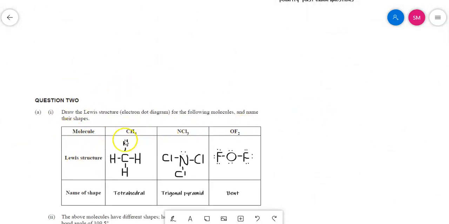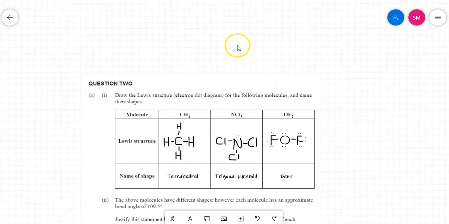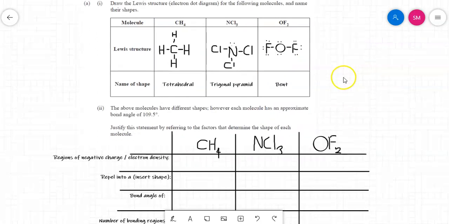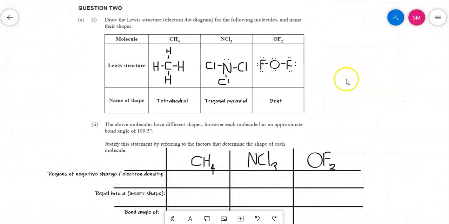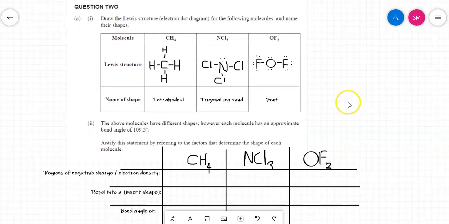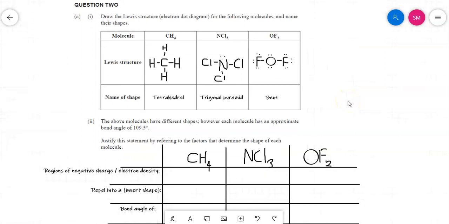In this one there was a table where we had to draw the Lewis structure of each of these molecules. So I've just done that very quickly there. So this is CH4, it's a tetrahedral shape, NCl3, trigonal pyramid, and OF2, which is a bent shape. If you need any help with working out Lewis structures, then head back to the previous video where we looked through that. In this video, we're just going to be looking at how we would structure an exam answer.